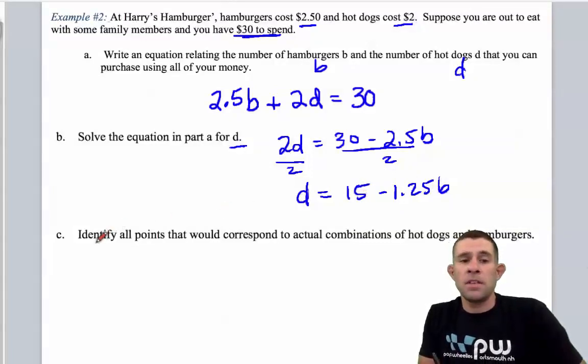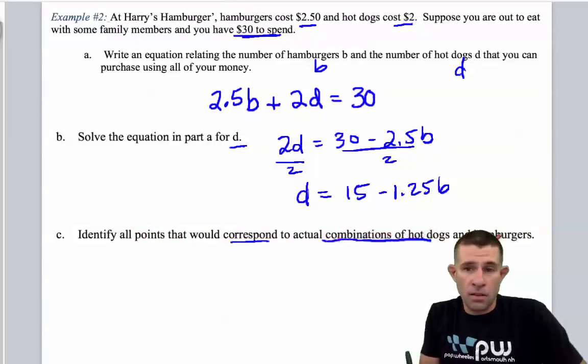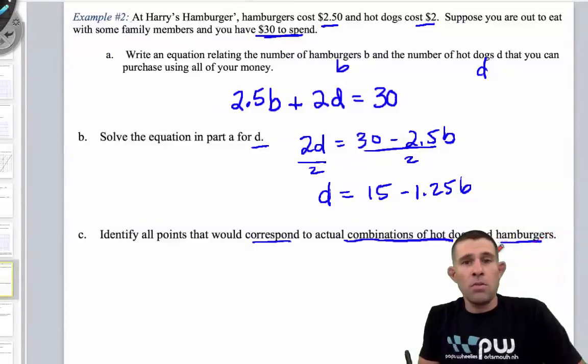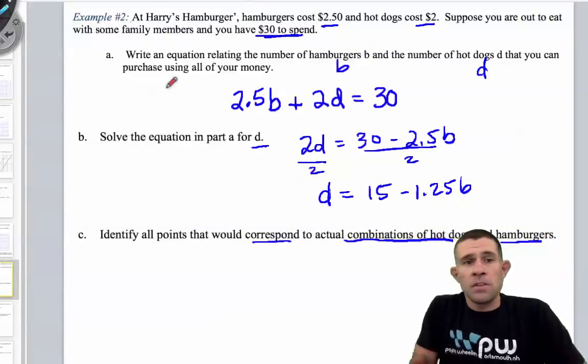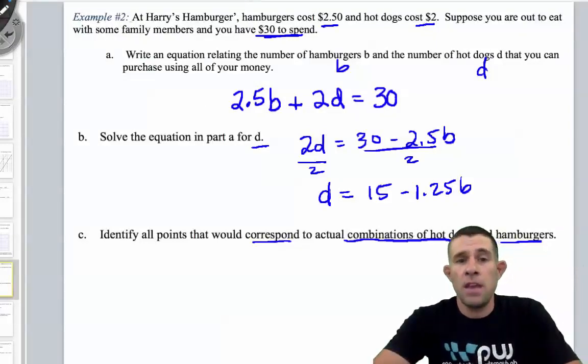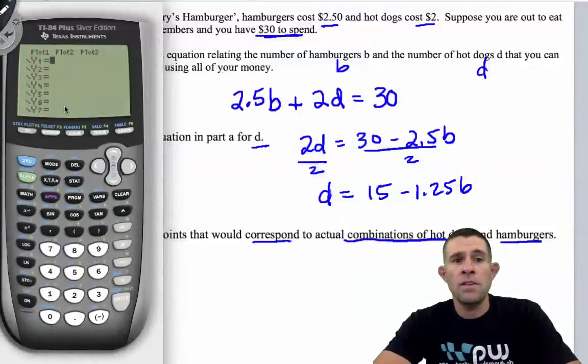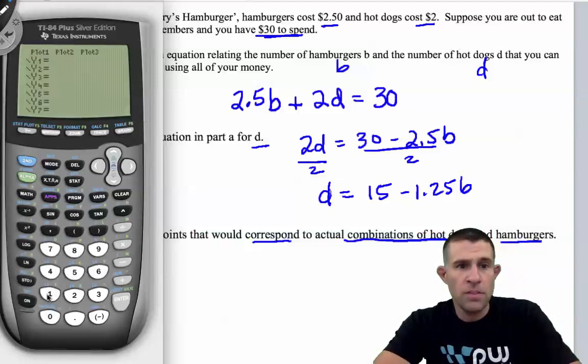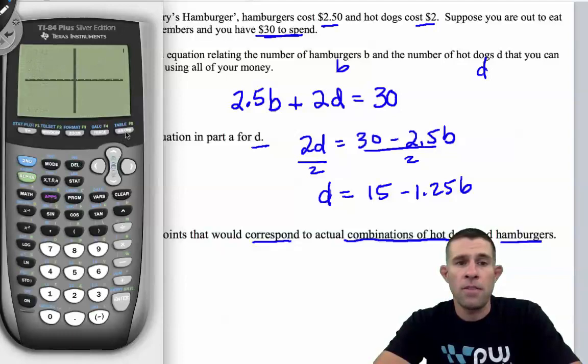All right, part C of this problem asks us to identify all the points that would correspond to actual combinations of hot dogs and hamburgers. Now, in order to do this, we're going to use our graphing calculator. So take out your graphing calculator now, and we are going to enter into our y equals, our function editor here, this function where y is going to be equal to d, the number of hot dogs, and x is going to be equal to b, the number of hamburgers. So I will enter in 15 minus 1.25x.